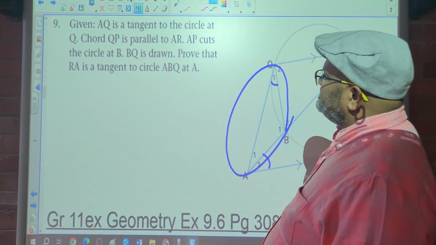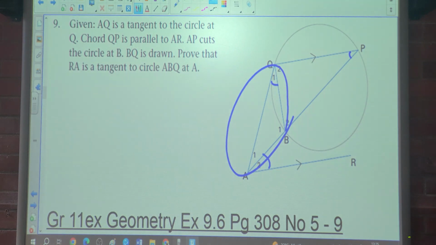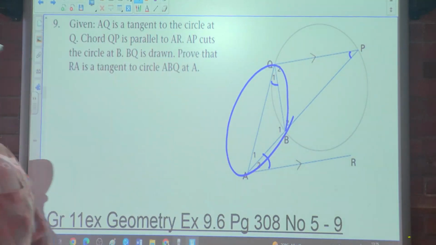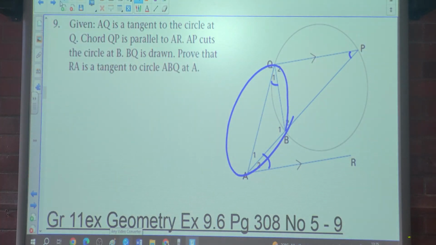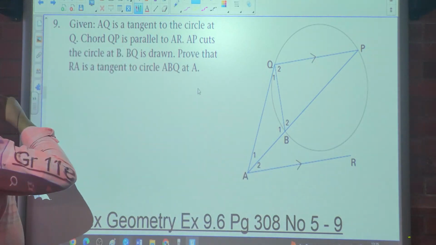Prove that RA is a tangent. Come on. They don't even keep us in suspense. Alright, people, you see how easy it is. I'm getting upset, it's so easy. And you guys must feel the same. So where do we start?